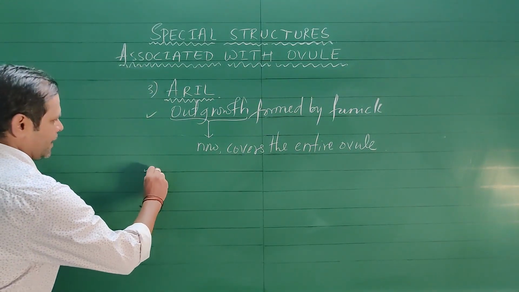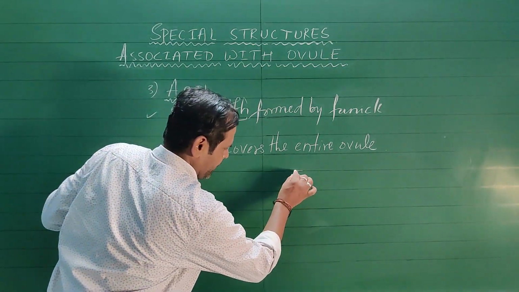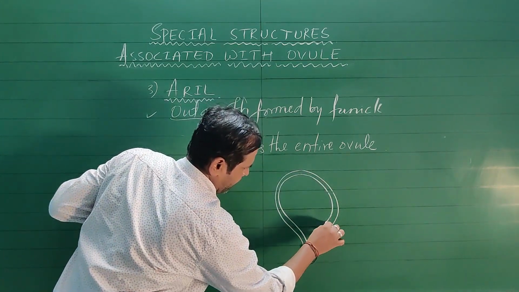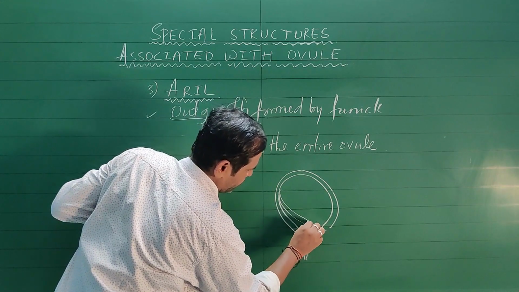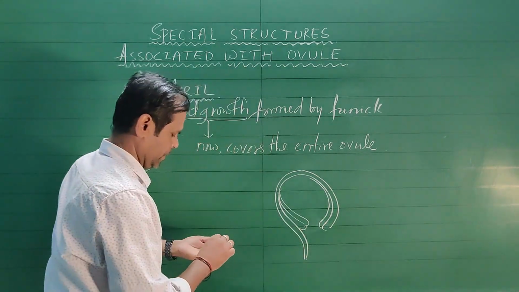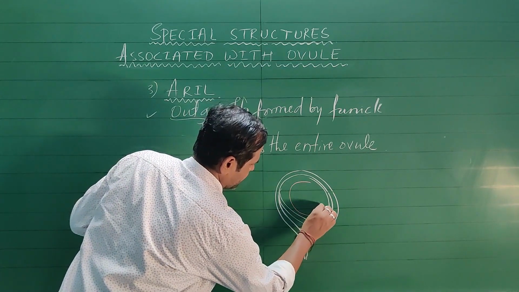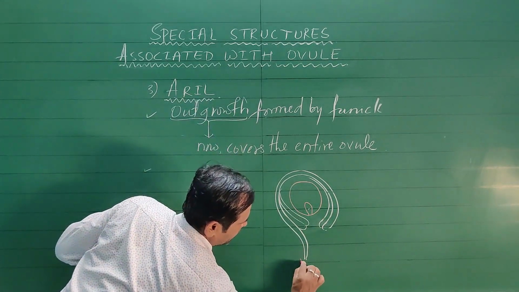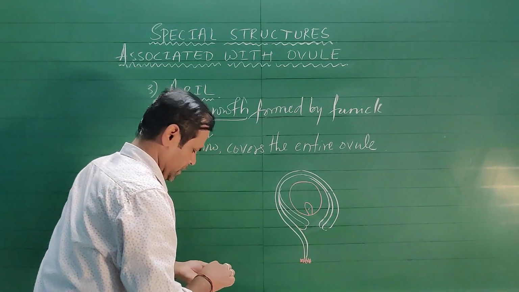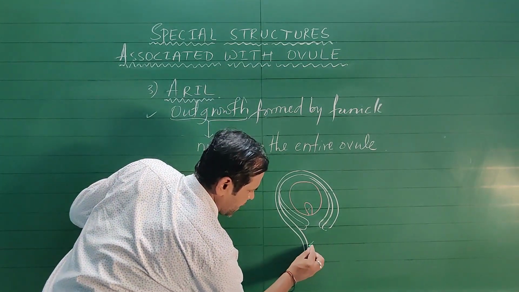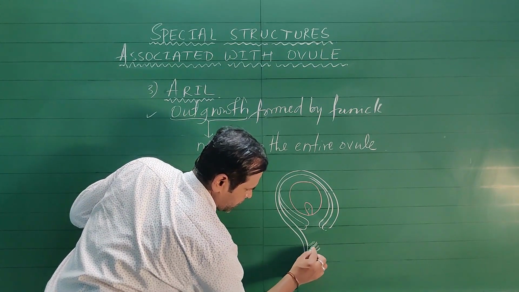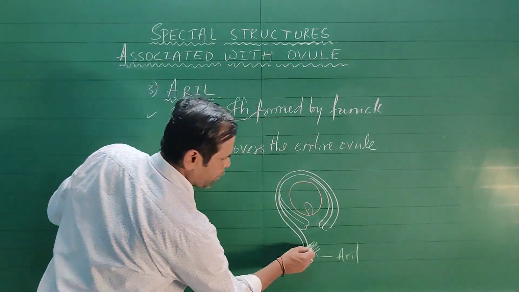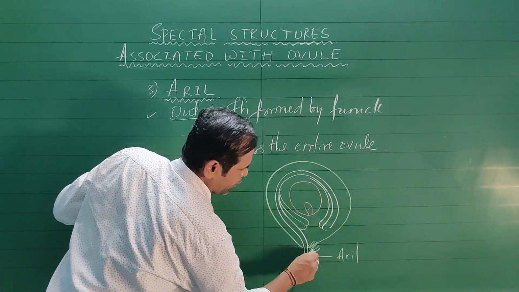Now, if you see diagrammatically, this is the ovule. Inside the ovule, embryo sac is present. Inside the embryo sac, egg is present. Here there is a placenta. Now, you see these are the outgrowths. These outgrowths are called aril. These outgrowths cover the entire ovule.